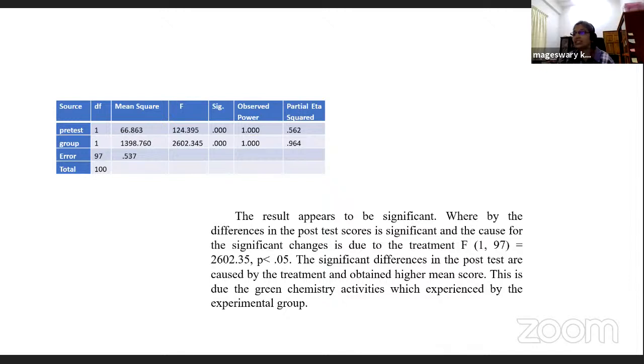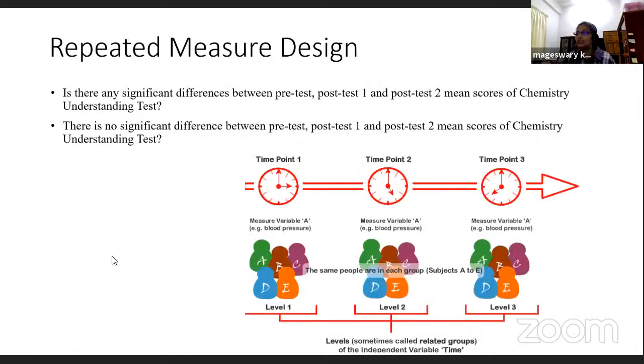Okay, right. So this is ANCOVA. The next is repeated measure design. I don't think I can reach up to the next one. Let me cover the repeated measure design, and I can continue with the next analysis the following week.